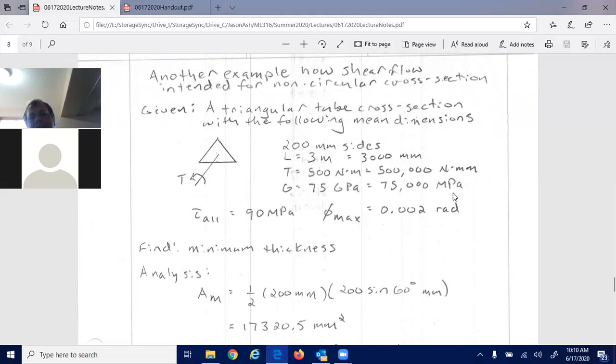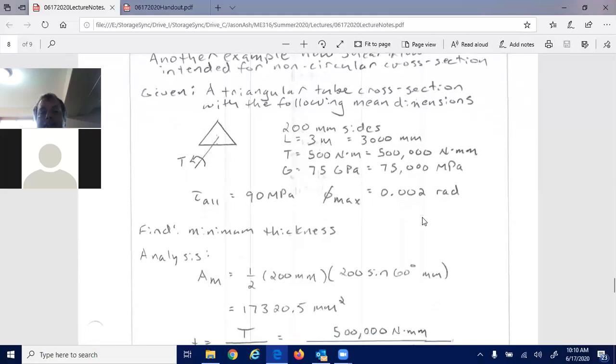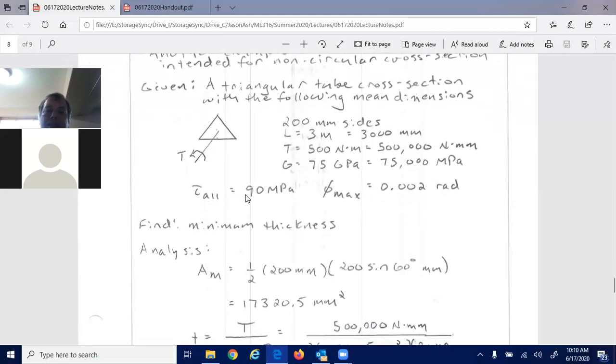For this case, we're given two constraints. We're given the constraint that the allowable shear stress is 90 megapascals and that the maximum angle of twist desired is 0.002 radians. And what we're asked to find then is the minimum thickness. And so there's a strength issue, and then there's a stiffness, torsional stiffness issue. And so we really need to figure out what is the thickness required for either one of these scenarios, and go with the greater of the two thicknesses that come out of that analysis.